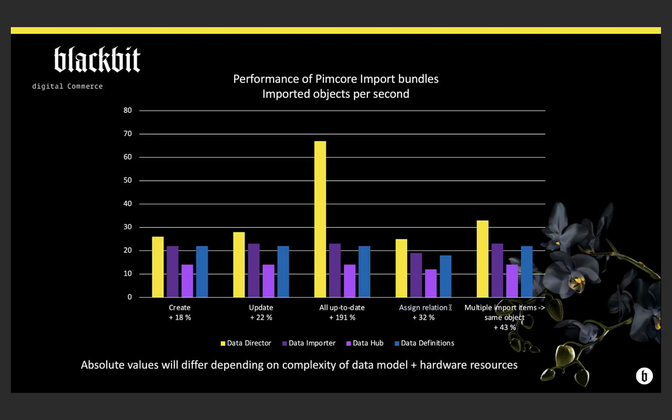When assigning relations, like we did with the manufacturer many-to-one relation, we have an even bigger performance increase compared to creating and updating. This is because we cache the querying of the related objects. And if multiple import items refer to the same object, then we have a 43% better performance. This is because the object gets only saved once. Of course, the absolute numbers in this diagram will differ depending on your data model and your hardware resources.